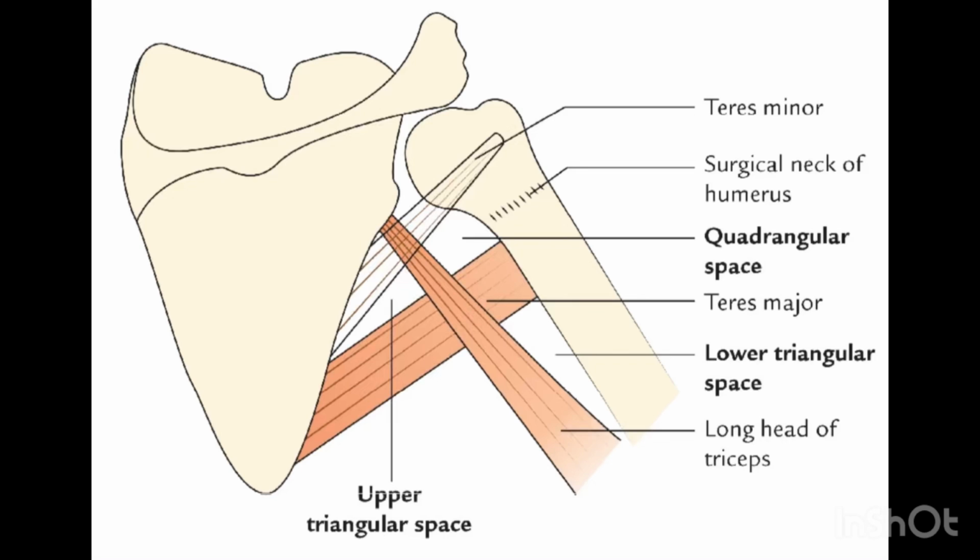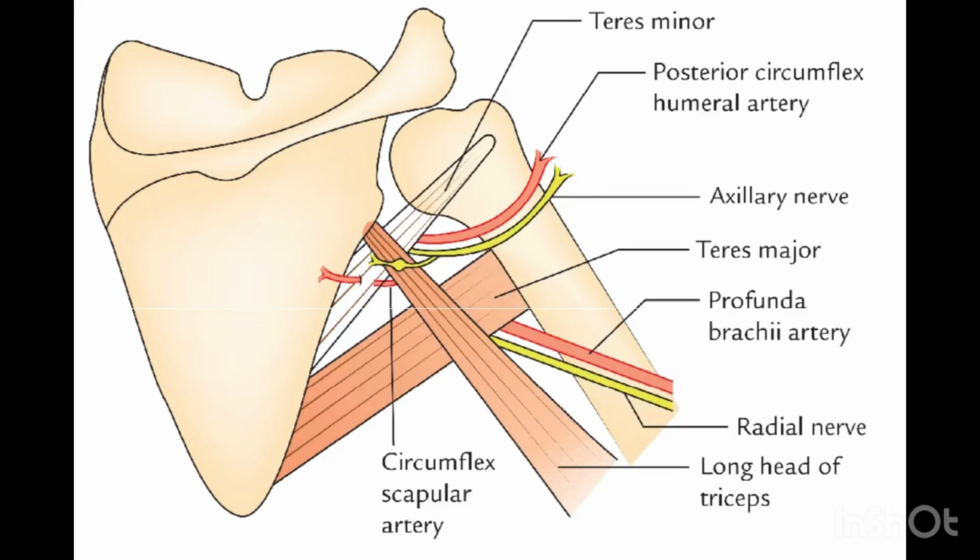Now this one, it transfers neurovascular structures from the axilla to the what? Posterior compartment of the arm. This one is very straight. It can also transfer to the anterior compartment of the arm, but usually the posterior compartment of the arm. Why? Because its content is the radial nerve and the what? Profunda brachii artery and vein. The profunda brachii artery and vein supply the anterior compartment of the arm, while the radial nerve supplies the posterior compartment of the arm.